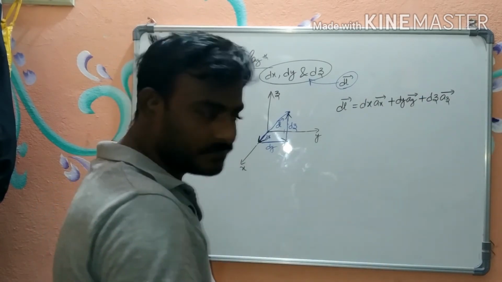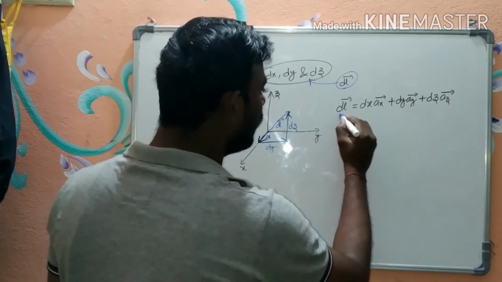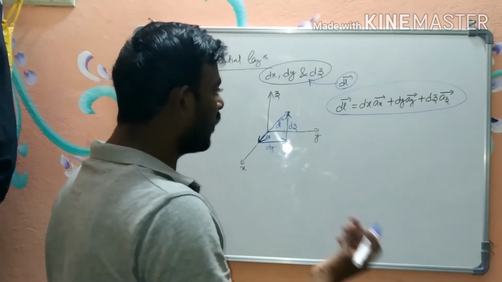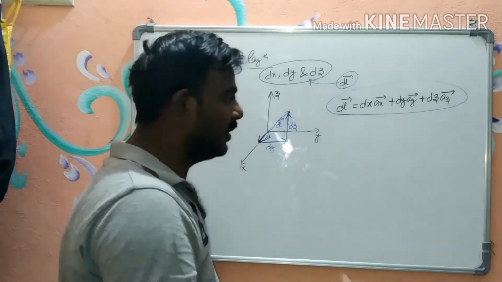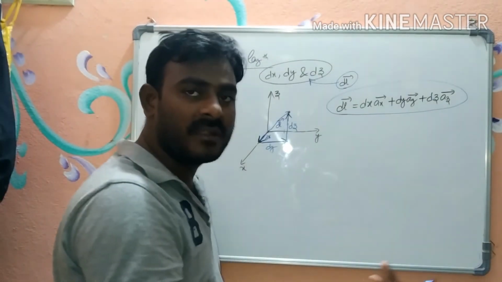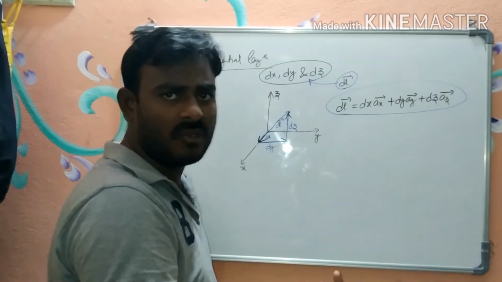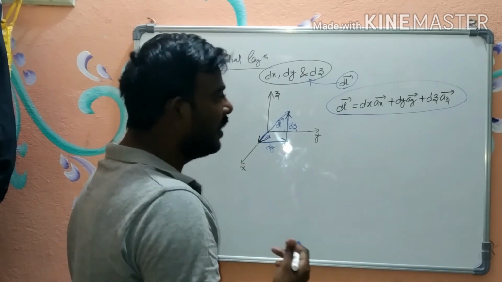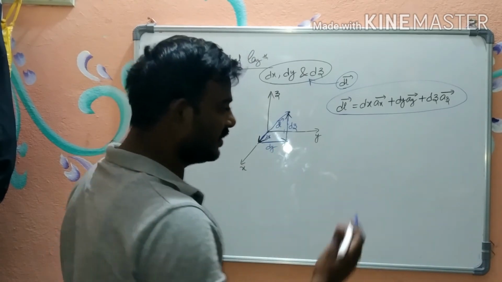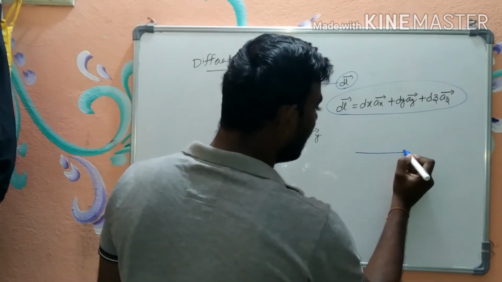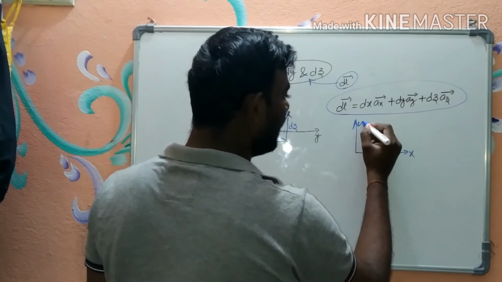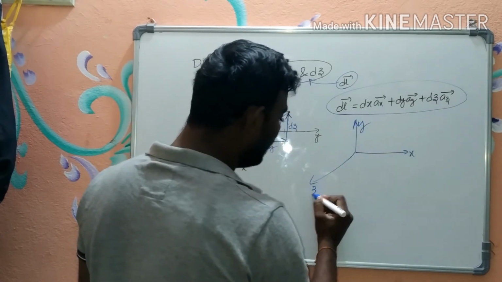For example, how to modify this DL bar for our problem. Our problem may contain all three coordinate directions or may not. There is no guarantee. The variation may not be in three dimensions. For example, I am considering another coordinate system. Let us take this as x, this as y, and this as z.